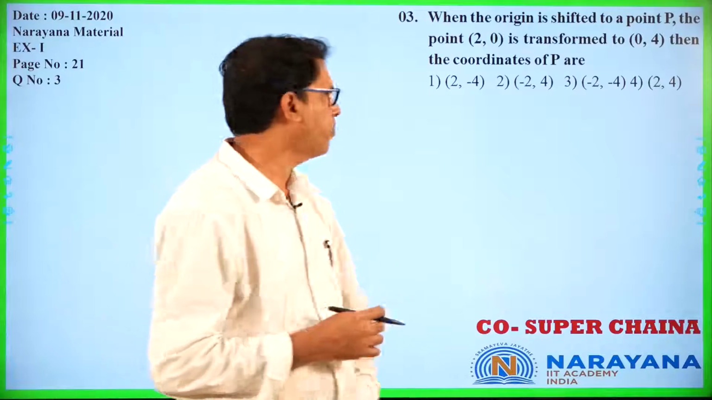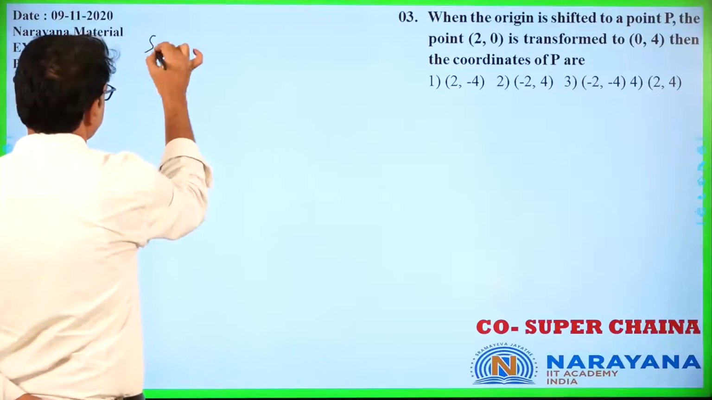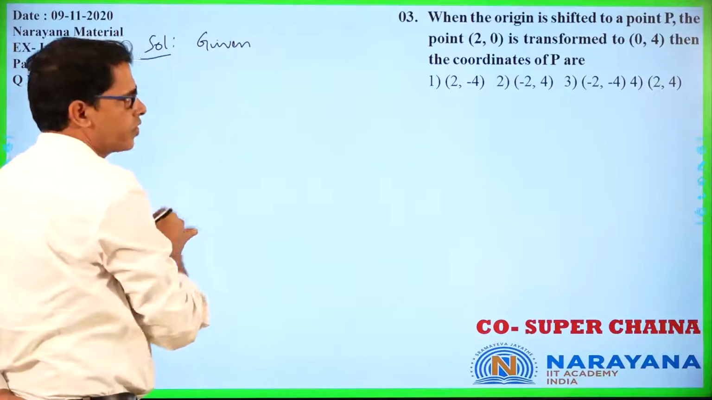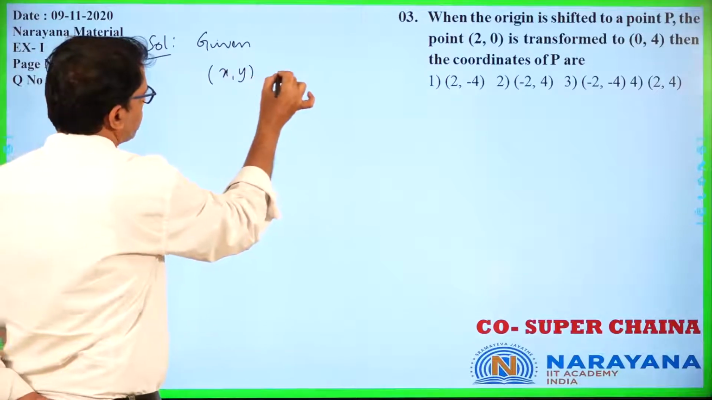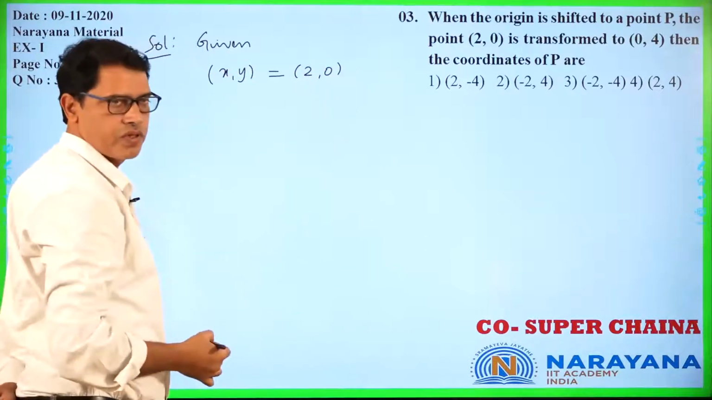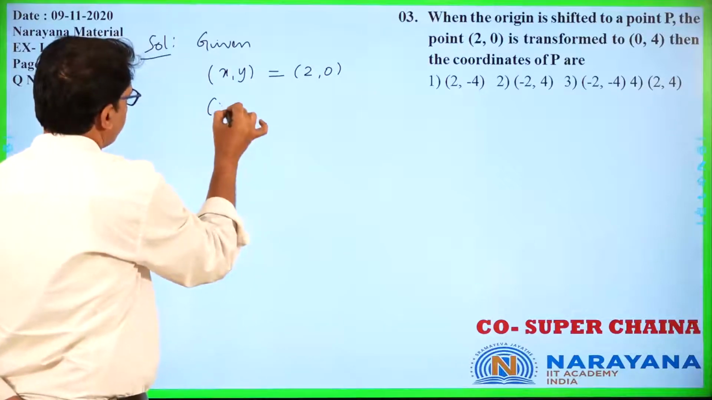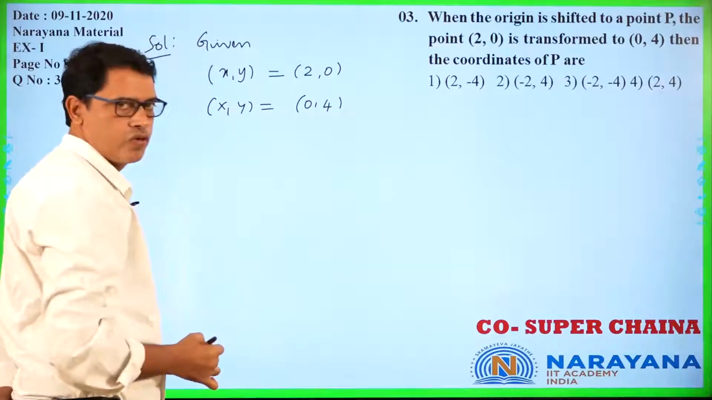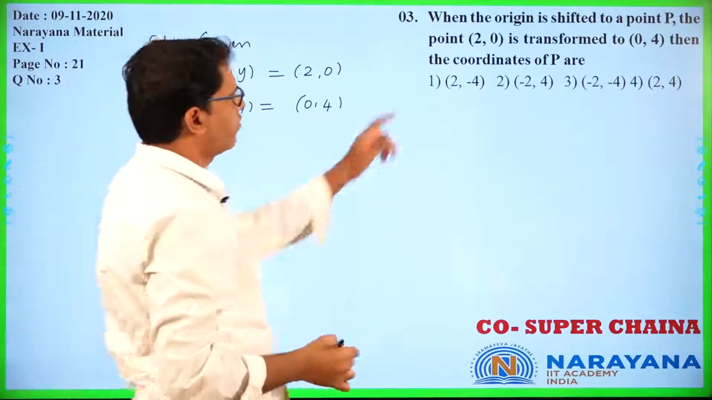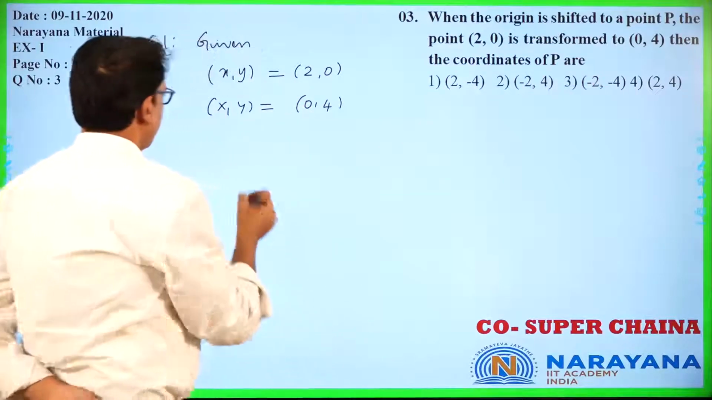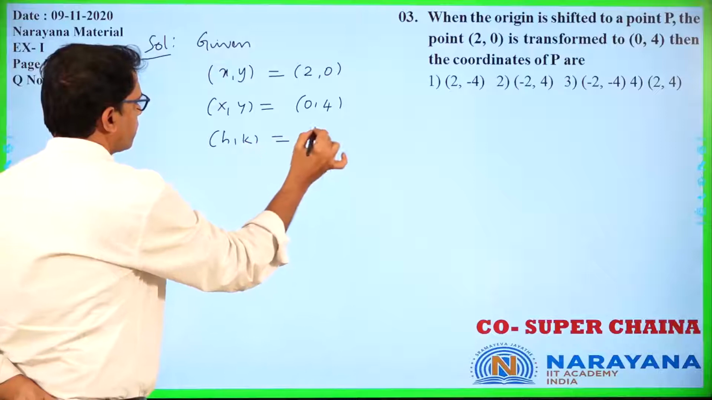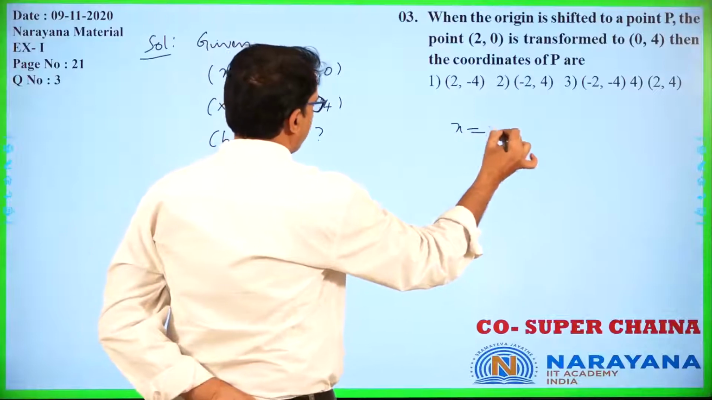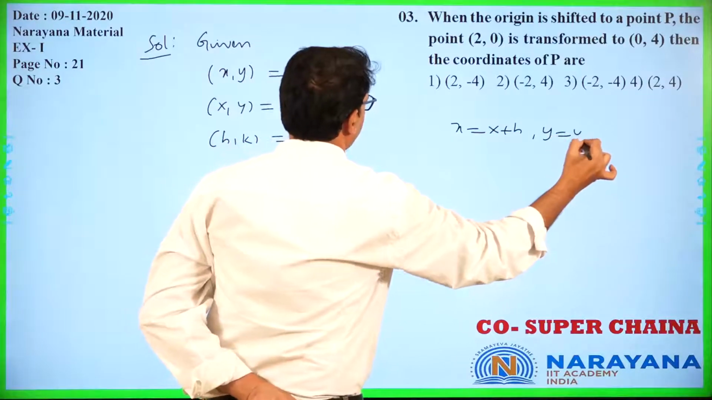Means we have to find h comma k. Okay. Then see, here given: small x comma small y equals 2 comma 0, and the new coordinates, capital X comma capital Y, equals 0 comma 4. So we have to find the translated point. Means we are shifting the origin to the point P. So h comma k is the required coordinates. Therefore, we have the relation. Small x is equal to capital X plus h. Small y is equal to capital Y plus k.